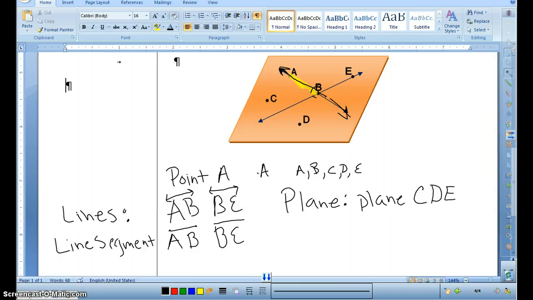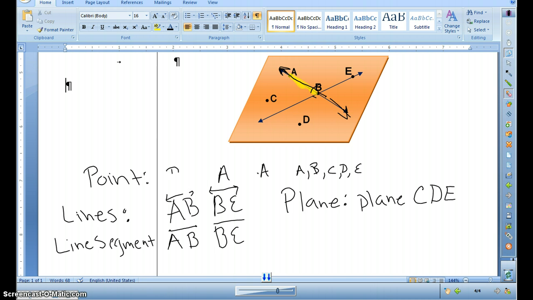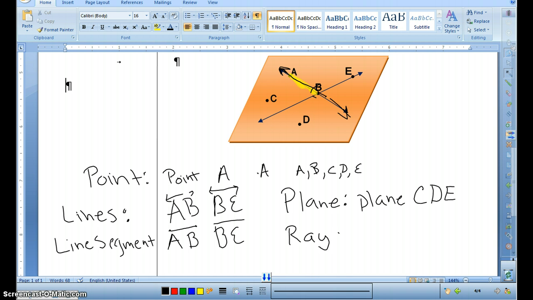Alright, now let's talk about a ray. We did lines, we did line segments, we did points. We've talked about planes. I'm actually going to add point over here so it's matching everything else we've got here. Just a little neatness factor. Alrighty. So now we're going to talk about a ray. Now a ray is similar to a line, and I always like to think of a ray of sunshine. It starts in one spot and then extends forever in the opposite direction in a straight line.